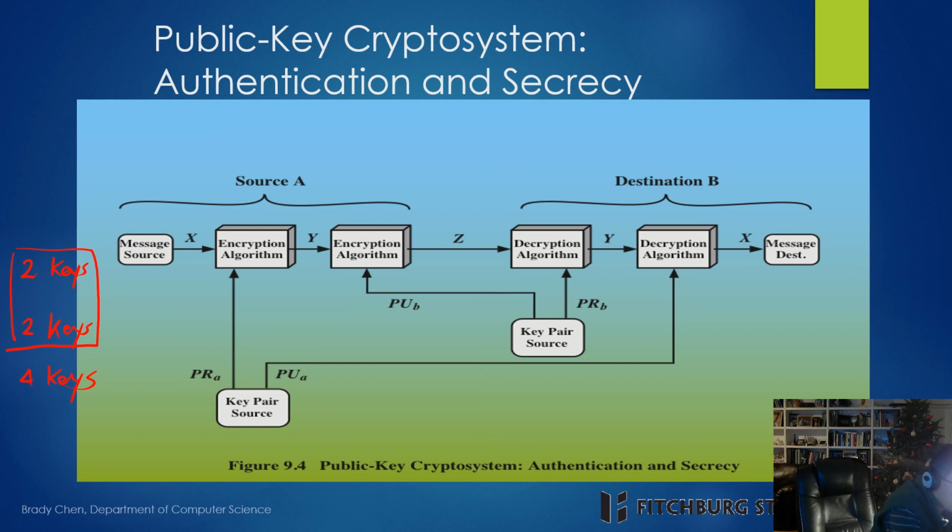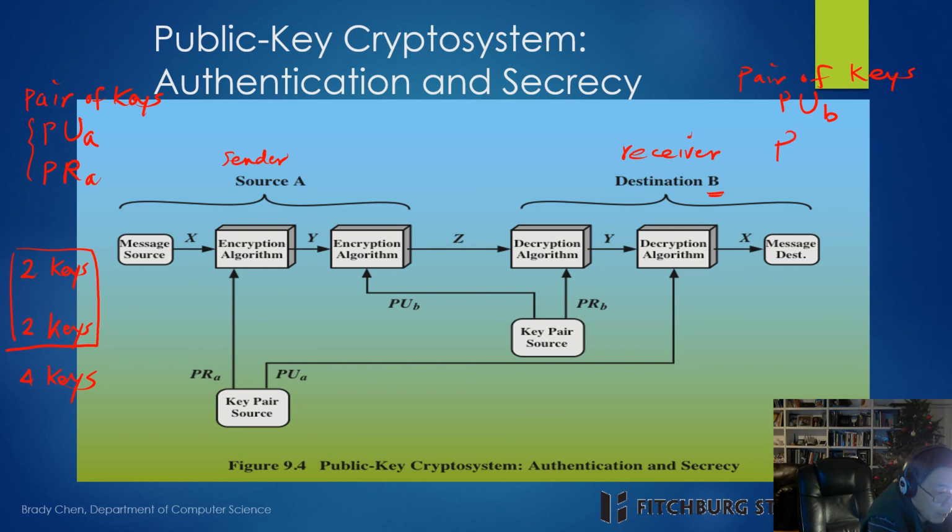So the source A, or the sender A, is going to create its own pair of keys. One is the public key of A, the other is the private key of A. Now the receiving side also needs to create a pair of keys: one is the public key of B, and the other is the private key of B.